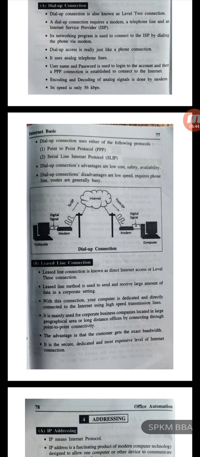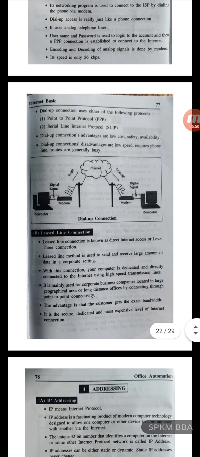Now the second type of method is leased line connection. Leased line connection is known as direct internet access or level 3 connection. The leased line method is used to send and receive large amounts of data in a corporate setting. With this connection, your computer is dedicated and directly connected to the internet using high-speed transmission lines.